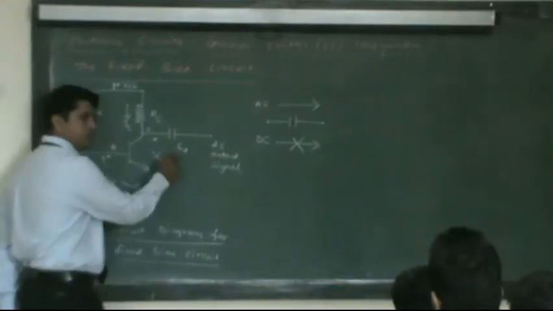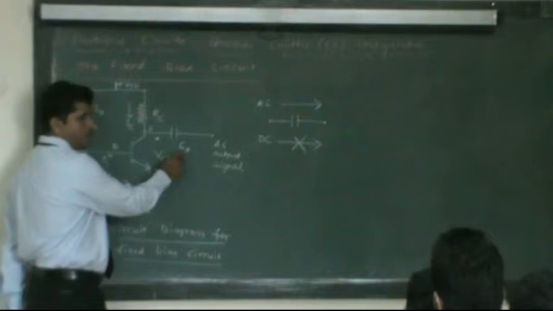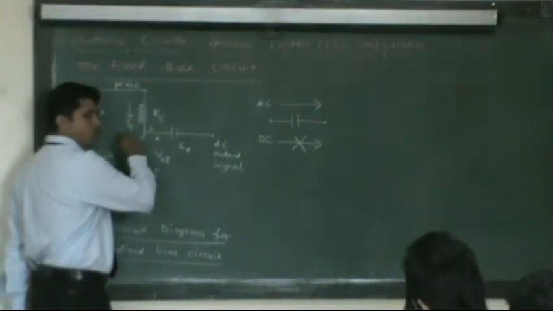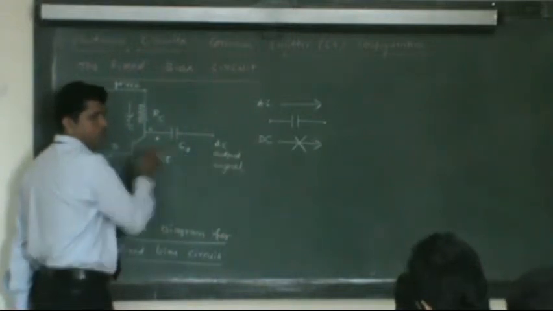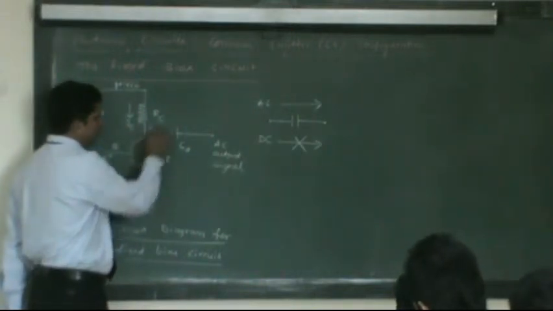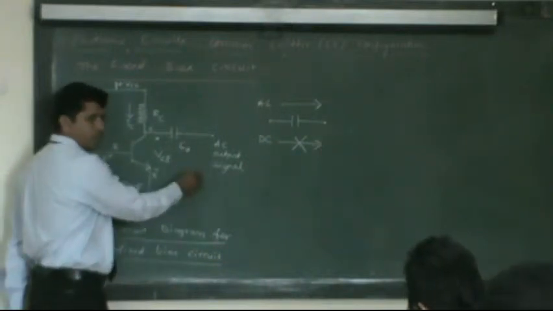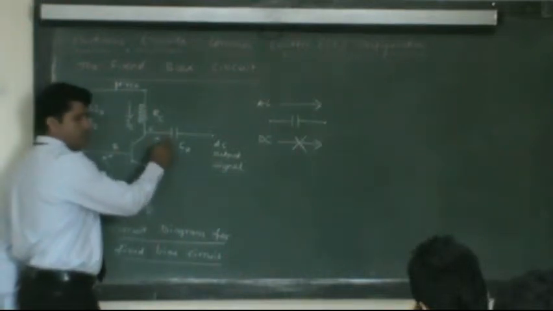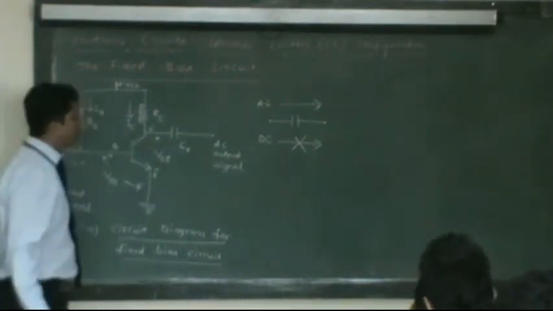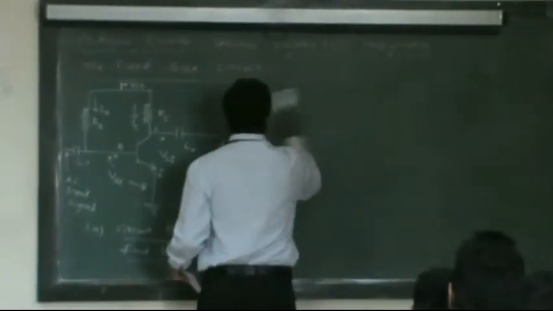C2 is the output capacitor. This capacitor is used again to block DC. Any DC going out from the circuit has been blocked by this. Only AC should go out, but DC should not go. Otherwise, it will start dissipating some power across the load, which I am going to connect here. To avoid that, we use a capacitor that will block the DC going out. Okay, so this is the circuit diagram for a fixed bias circuit.